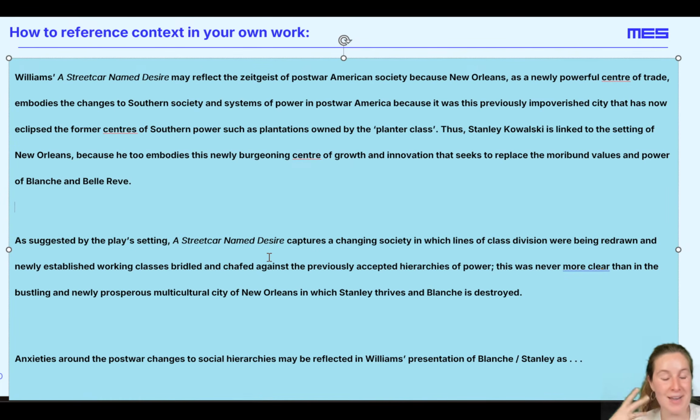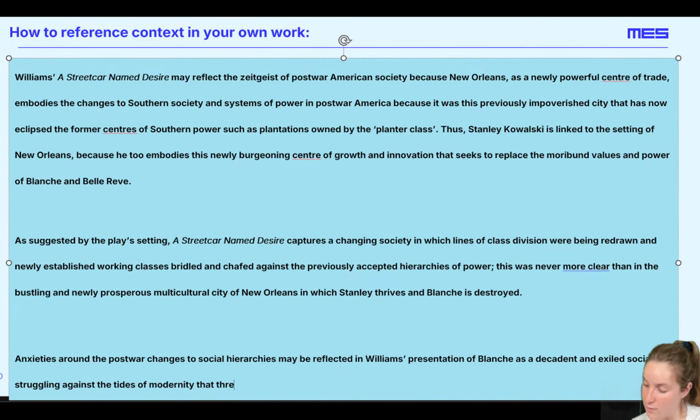Then finally, and I'm aware we only have a minute or two left, I can show you how we can talk specifically about Blanche in this final line where we say, anxieties around the post-war changes to social hierarchies may be reflected in Williams's presentation of Blanche. And let's do that. As a decadent and exiled socialite struggling against the tides of modernity that threaten to drown not only her, but the values and culture of the moribund Old South.